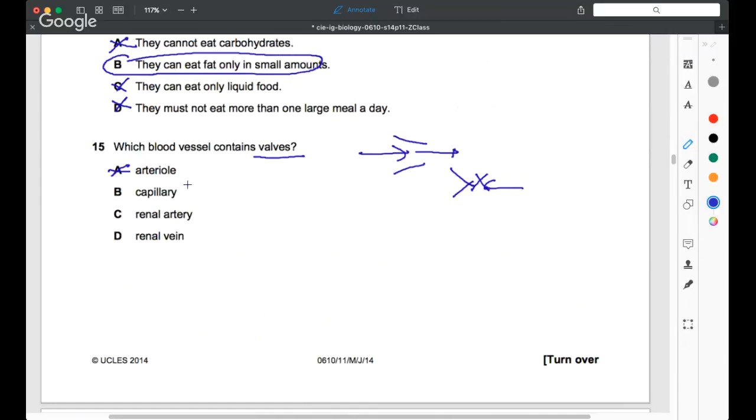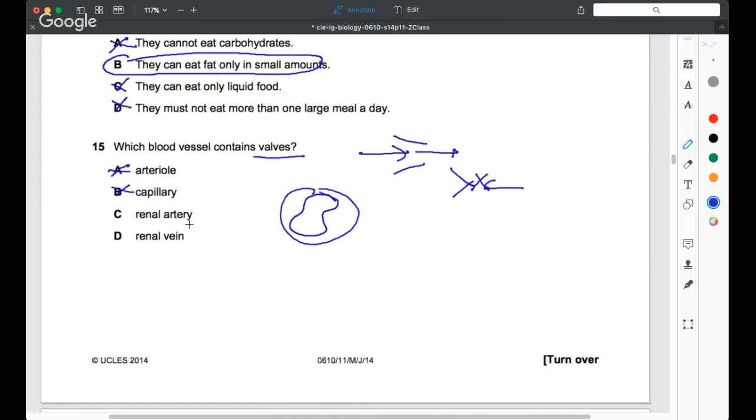Capillaries, they're basically too small to put a valve in. If you think about a capillary, it's only really one blood cell wide. So this is our red blood cell. It only just fits through the capillary. There's not really room for extra valves. And there's also a pressure gradient throughout the capillaries pushing the blood in one direction. So it's not the capillary.